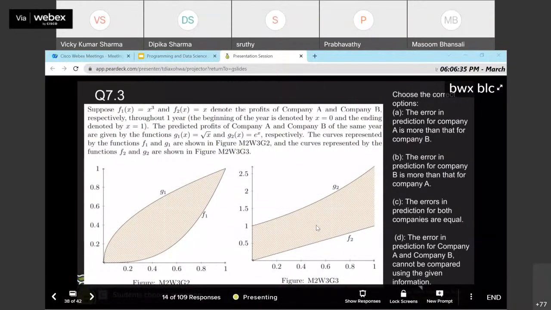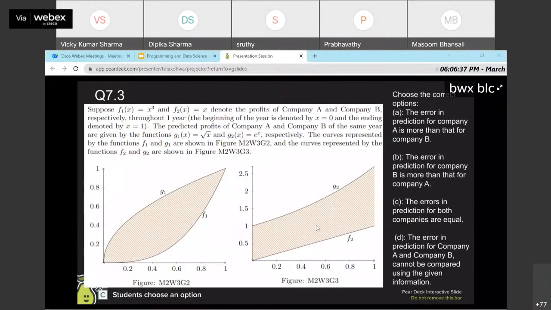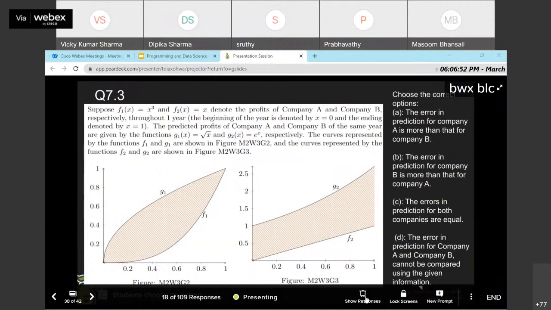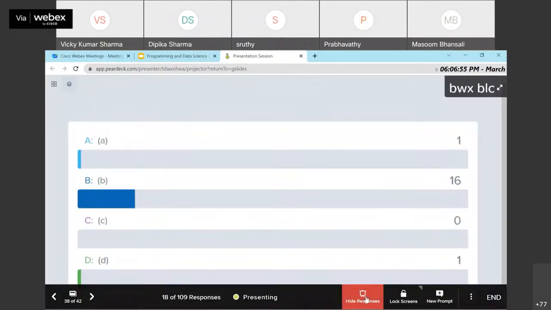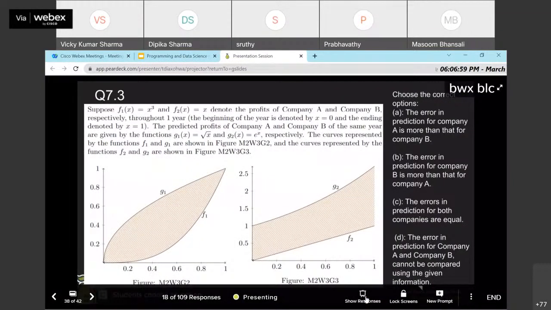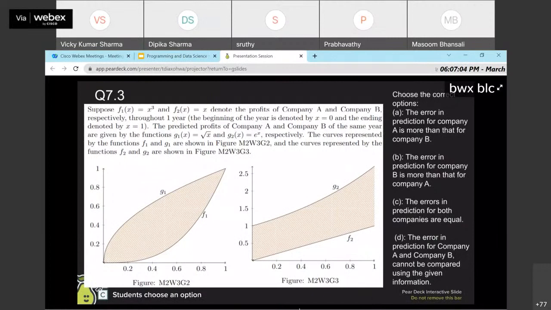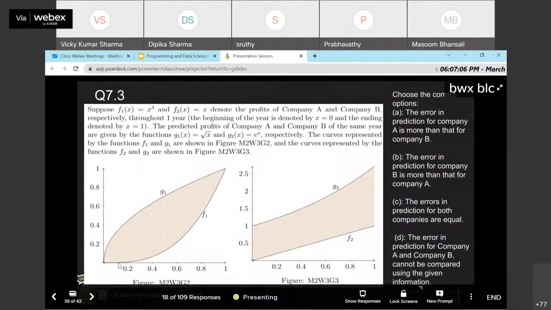I think we can discuss this, because all you had to do was find out the predicted error in company B, since you already know the error in prediction for company A. So all you had to do was the comparison. But let's see the popular responses. I think 18 of you have given a response. Most of you are saying the answer is B. So what is B? The error in prediction for company B is more than that of A.